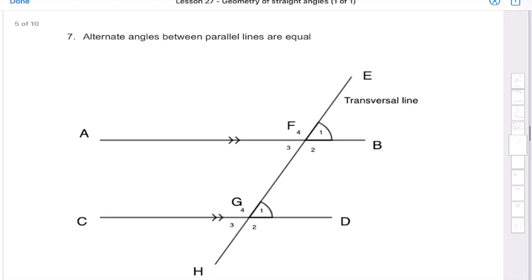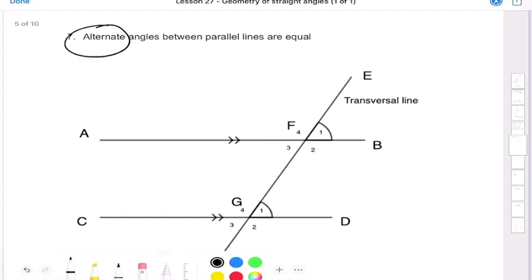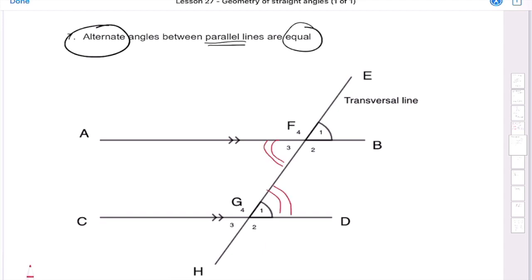Another type of angles that we deal with in this diagram are the alternate angles. Alternate angles between parallel lines. These are only alternate angles that are formed between parallel lines. They will be equal. There's only two pairs of alternate angles in this diagram, F3 and G1.